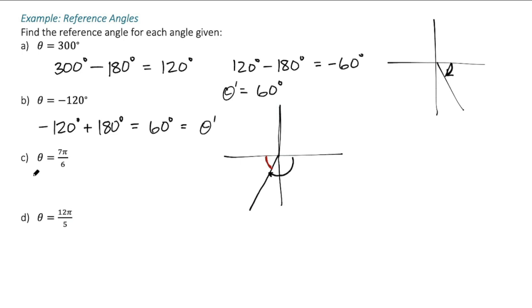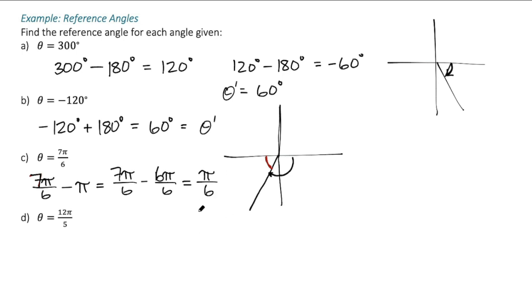So we can find a reference angle by taking 7 pi over 6 and subtracting half of a revolution around a full circle. Half of a revolution is simply pi radians. So now we need to simplify this. We can simplify this by getting a common denominator. Pi is 6 pi over 6. So I have 7 pi over 6 minus 6 pi over 6, which is just pi over 6.